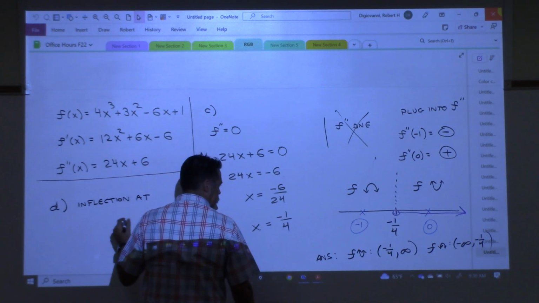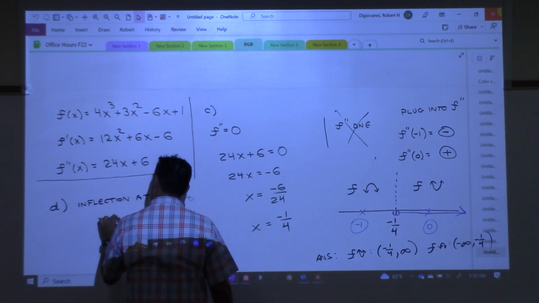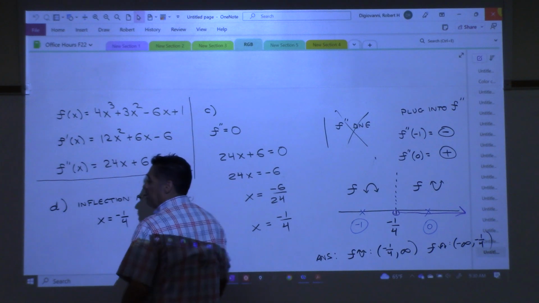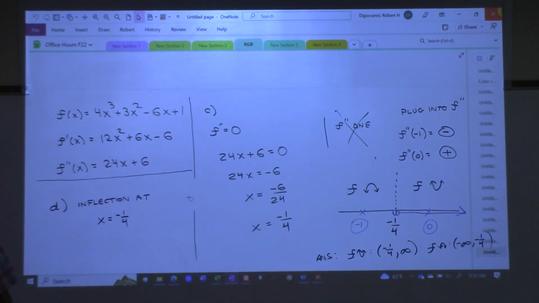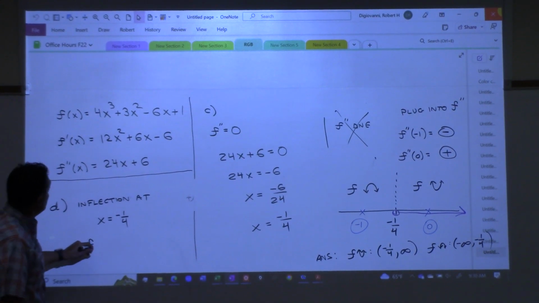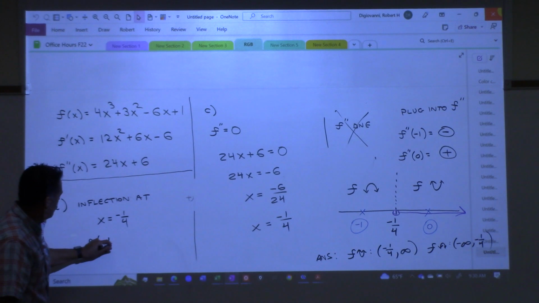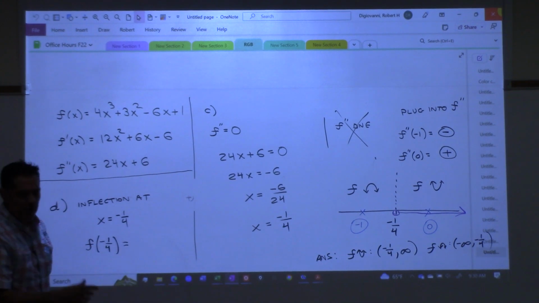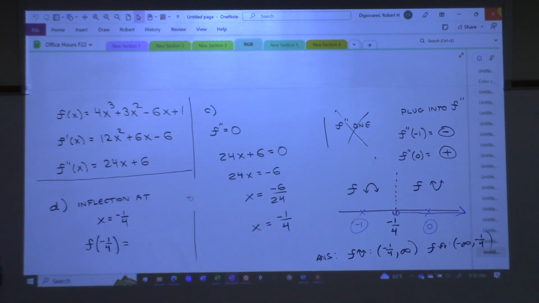So we have an inflection at x equals -1/4. And if we wanted to, we could actually figure out what the value of that is on our graph by plugging that number into the function, right? We could take f, the original function, and plug in -1/4. And we get an answer, which I'm now going to go to the computer for, all right?